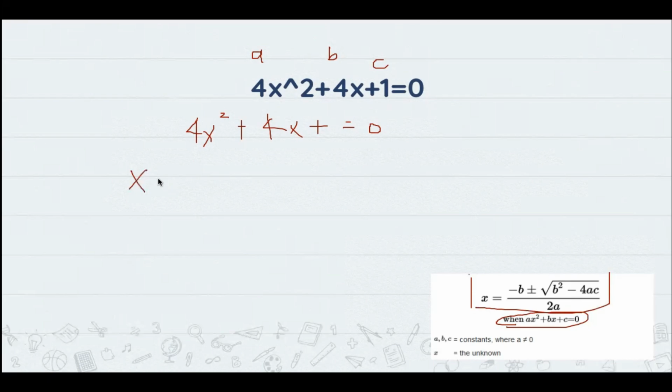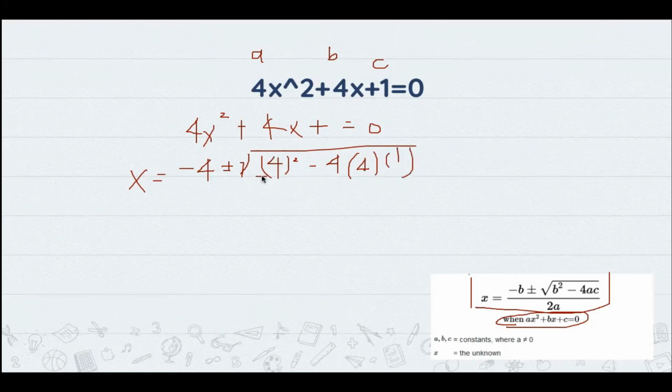So x equals, keep the negative sign, b is 4, so we'll put b in front of that, plus or minus radical, and put in parentheses, so 4 squared minus 4a times c, which is 1. And then that's all over 2a. So that would be 2 times 4. So let's just solve this out little by little.